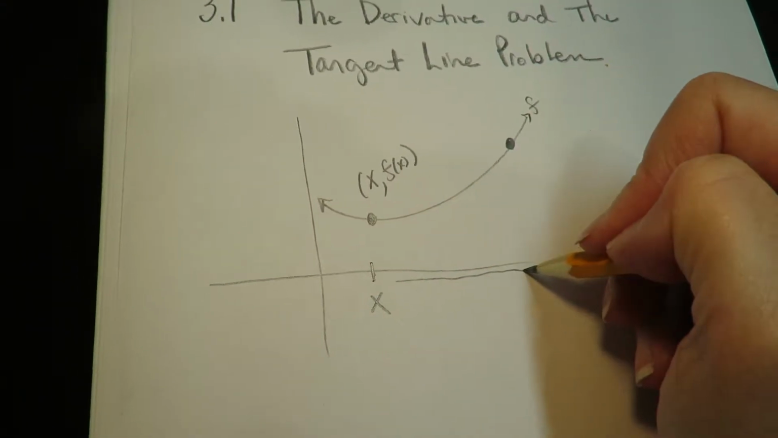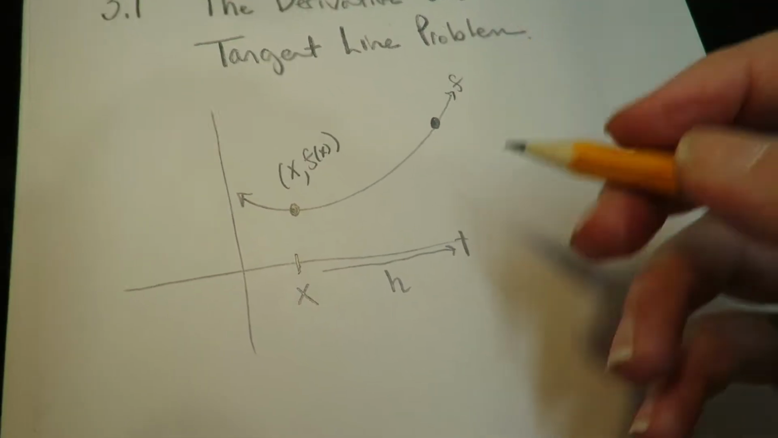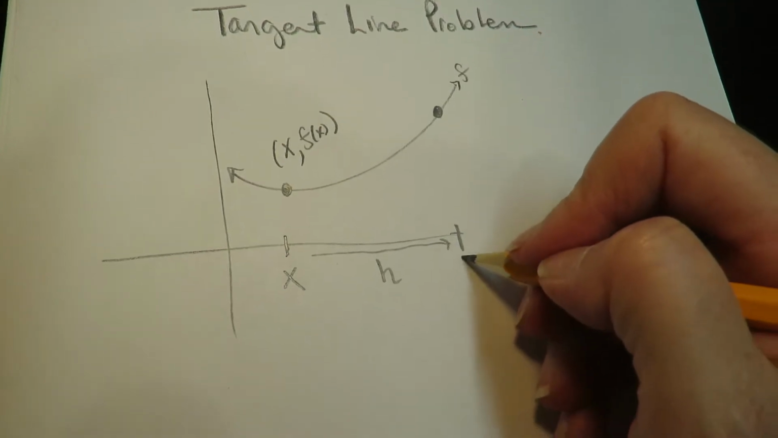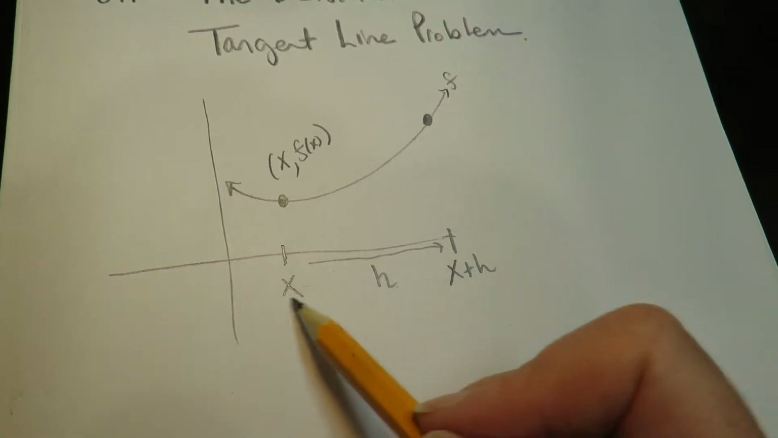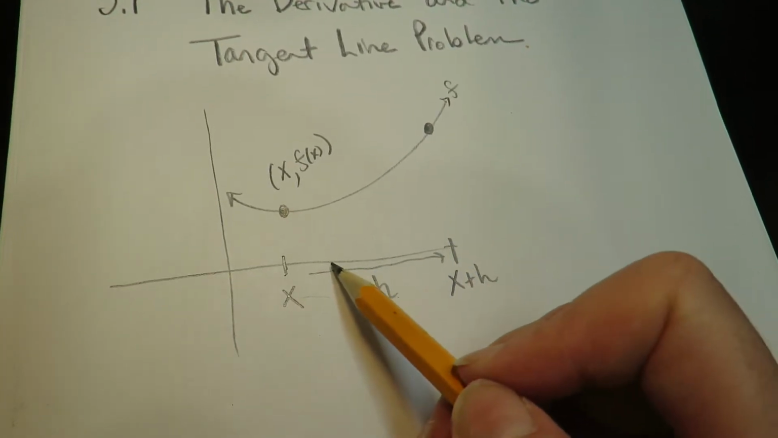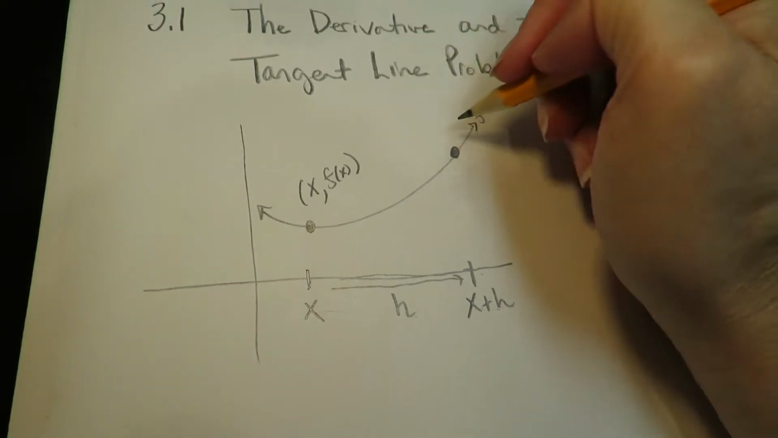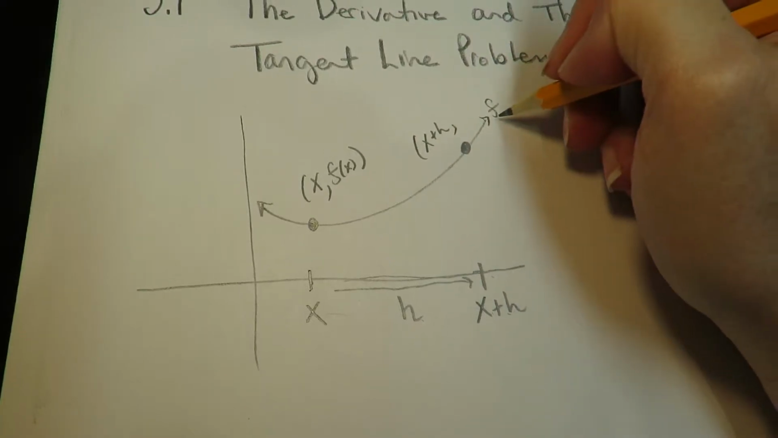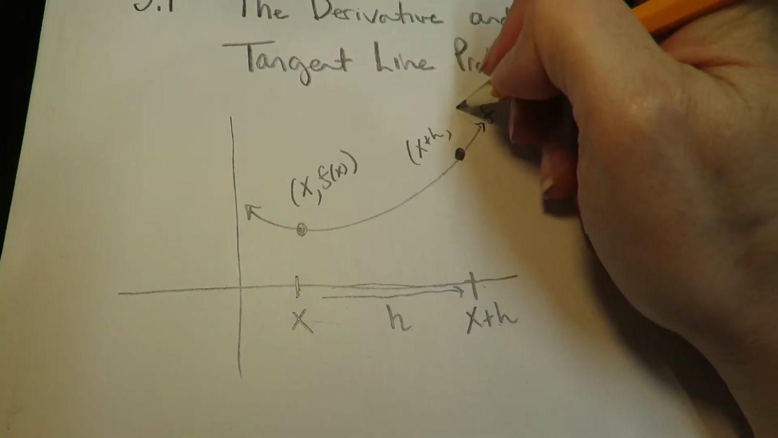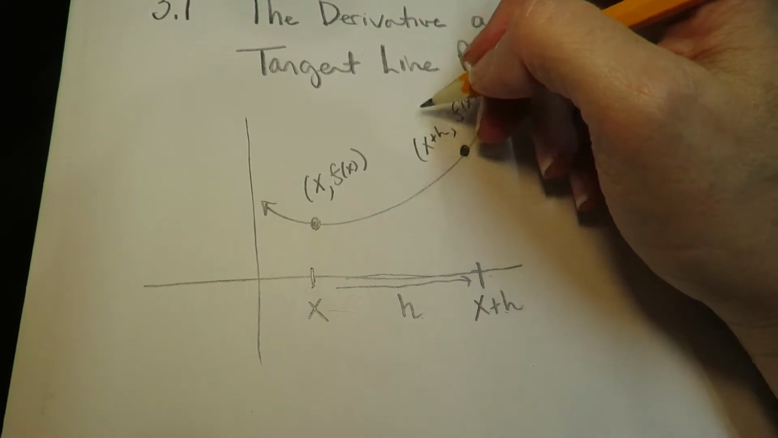Then I'm going to move over a distance of h, which would make my next input value x plus h, right? Because I started at x, I moved over a distance of h, I added h, so this new input value is x plus h. So this point then is, the input value is x plus h, and in function notation this would be f of x plus h, and that would be the xy value.